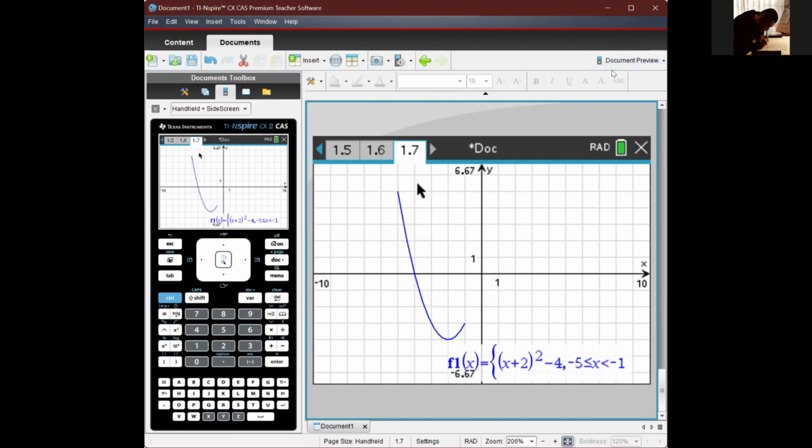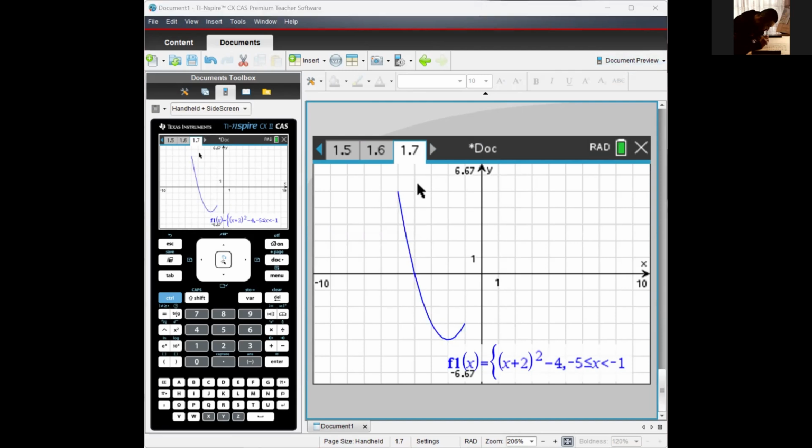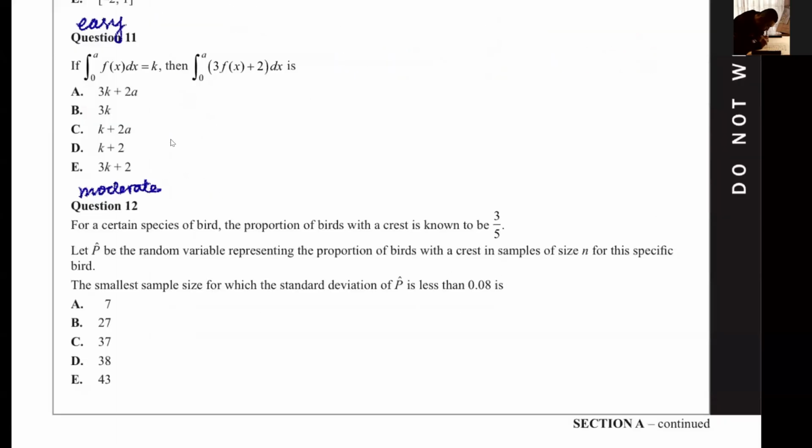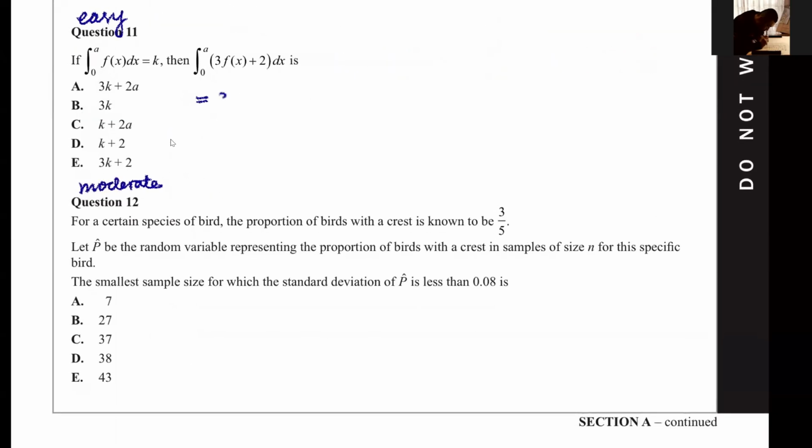Okay, very doable. Let's look at the next one. Question 11, integral. Split the integral into 3, 0 to a, f of x dx, plus 0 to a, 2 dx. So the first bit is just 3k. The second bit is 2a. Option A, very simple.